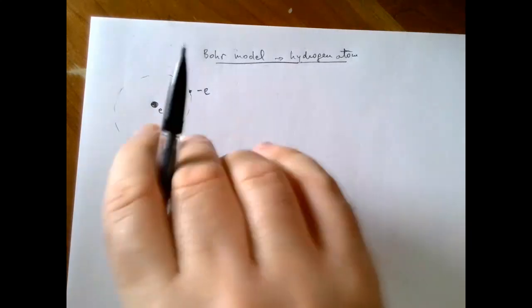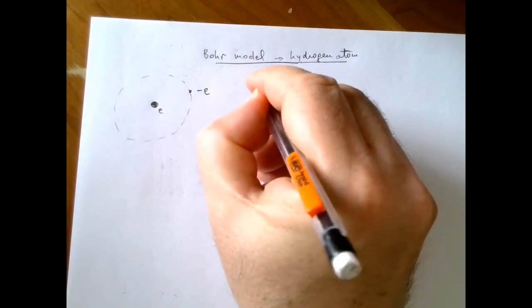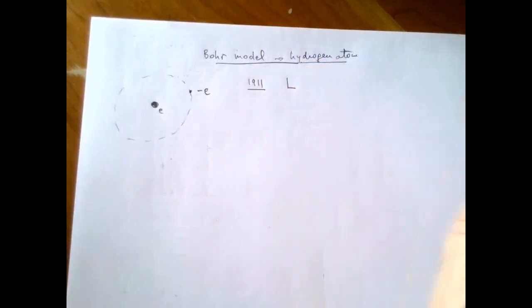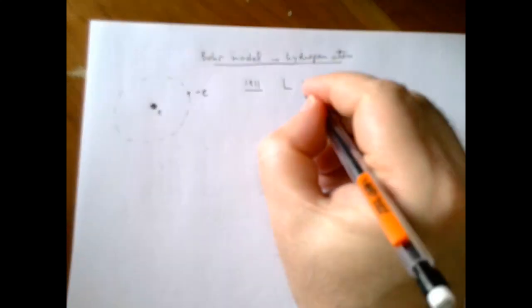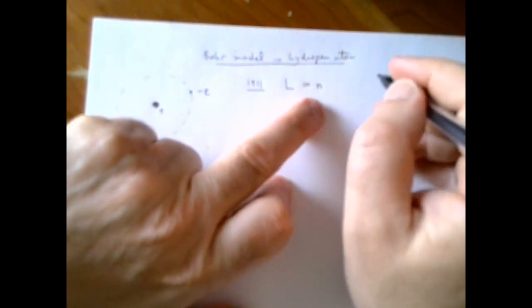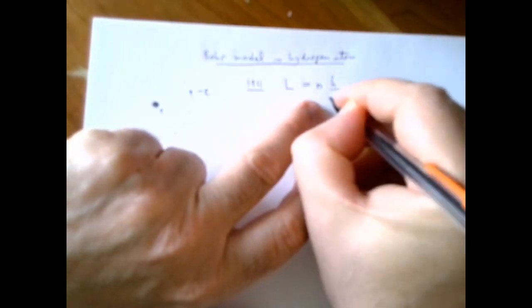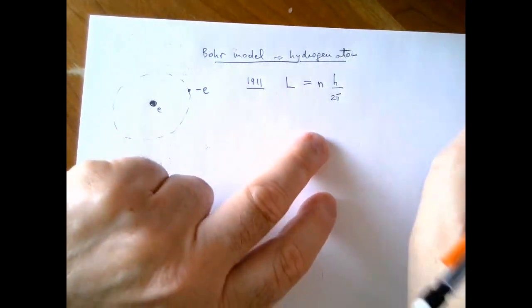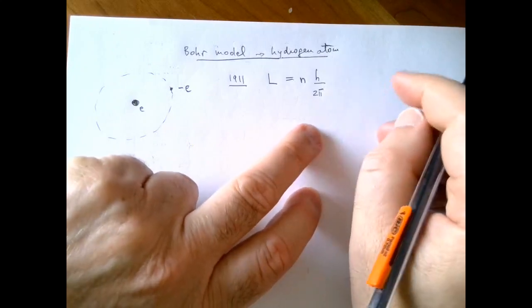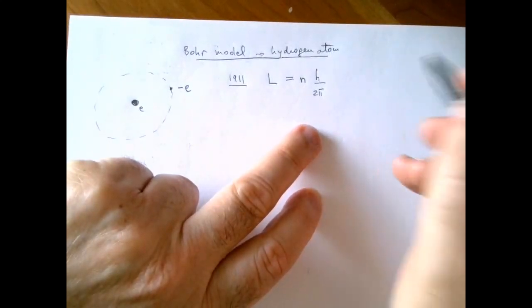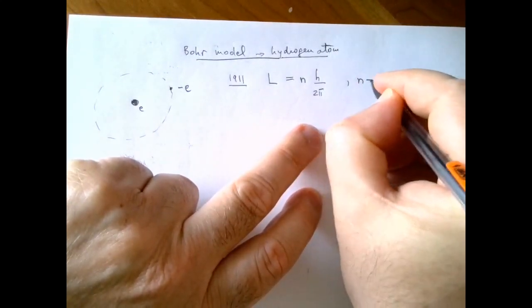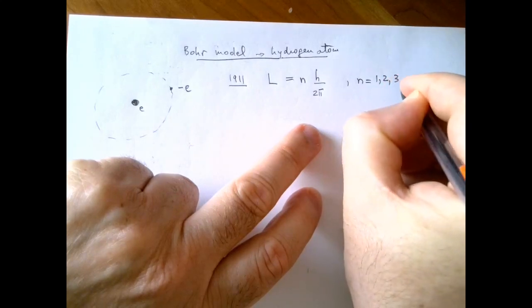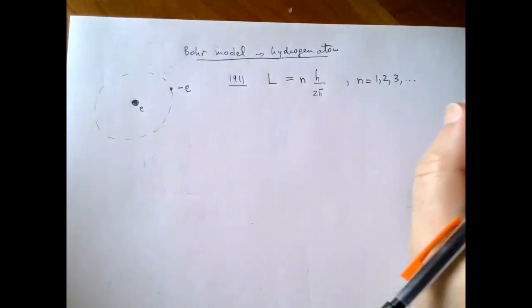What Niels Bohr postulated in 1911 was that the angular momentum of the electron is an integer multiple of h over 2 pi, in which h is Planck's constant and L is the angular momentum, and n can take only integer and positive values.